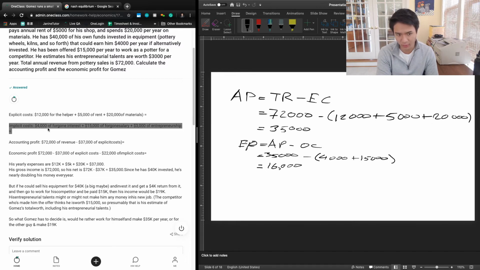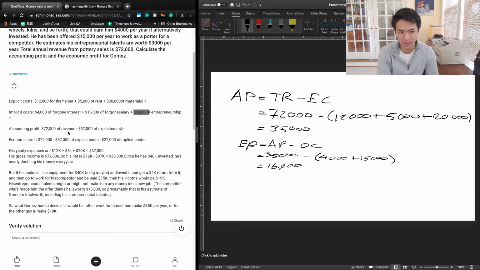Their implicit costs are $4,000 of foregone interest, $15,000 of foregone salary, and $3,000 of entrepreneurship. Again, I'm not sure about that $3,000. We might make a note of that in the explanation for why we didn't include that. So accounting profit is equal to $72,000 minus $37,000, giving us $35,000 here. His gross income is $72,000, so his net is $35,000. That's his accounting profit.